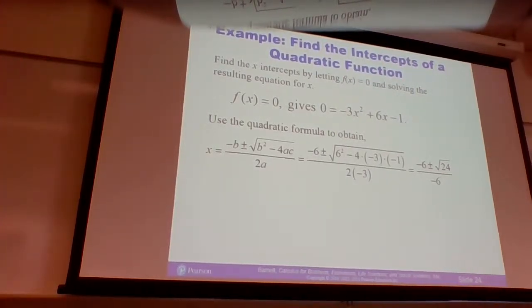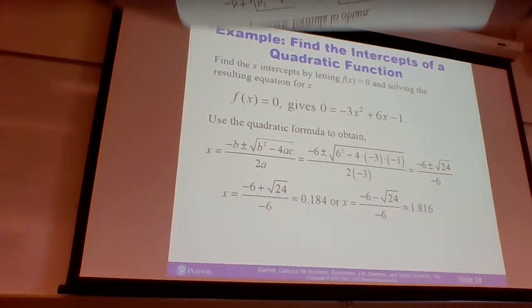Negative 6 plus or minus the square root of 24 over 6. And then 1 with a plus, 1 with a minus, you get those 2 answers: 0.184, and 1.816. Are we okay? You want to see a much faster way to do that?